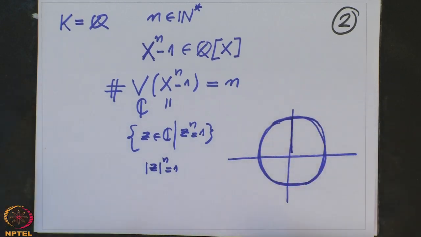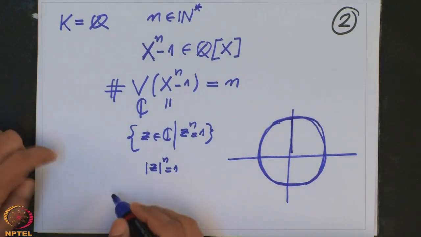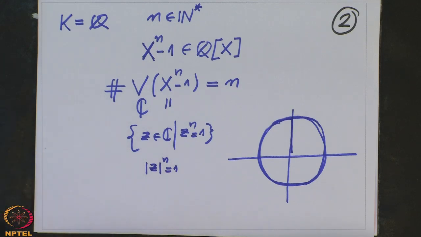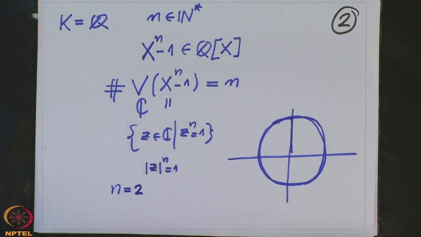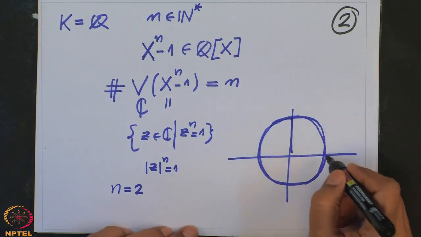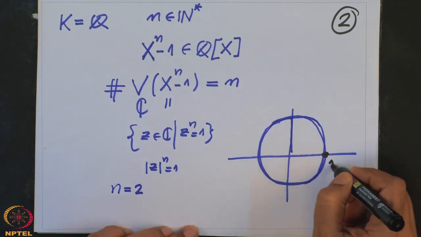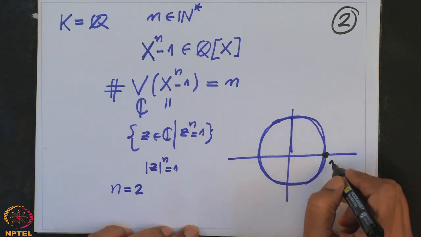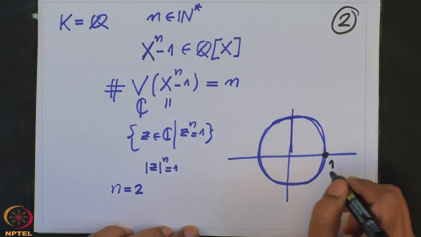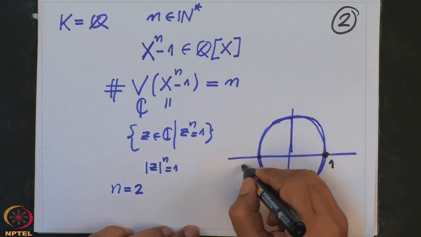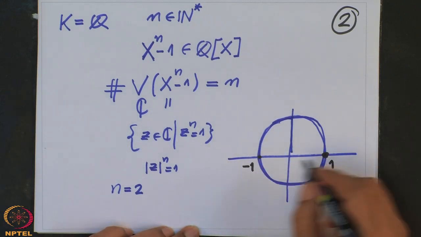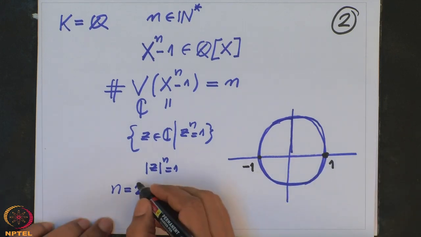So for example, if I want to locate the zeros for n equal to 2, there are exactly 2 zeros, and what is the location? One zero is 1. Strictly speaking, we should write (1, 0), and the other is minus 1. So these are the 2 zeros. This is the n equal to 2 case.